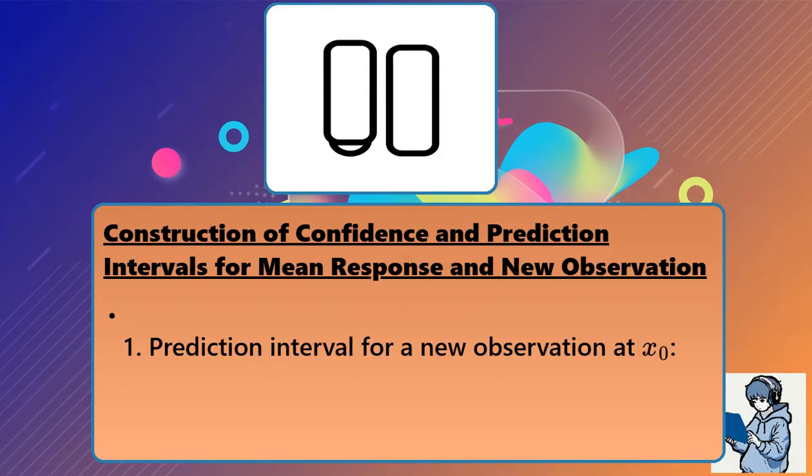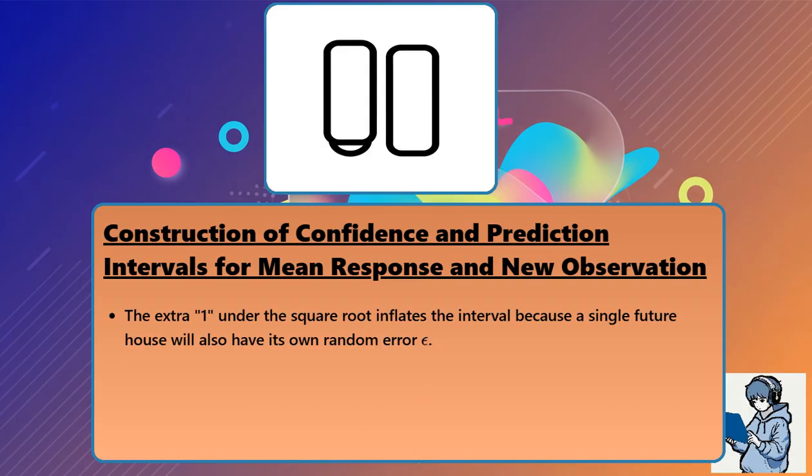Number 2, prediction interval for a new observation at x0. Prediction interval: y hat 0 plus or minus t_(alpha/2, n minus 2) times sigma hat times the square root of 1 plus 1 over n plus (x0 minus x bar) squared over S_xx. The extra 1 under the square root inflates the interval because a single future house will also have its own random error epsilon.